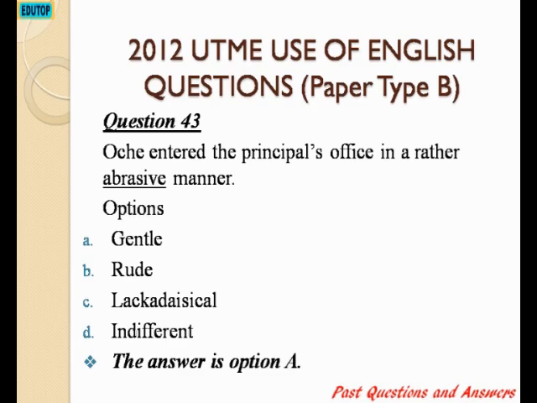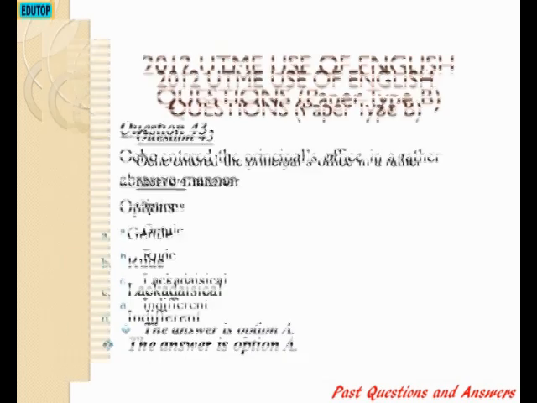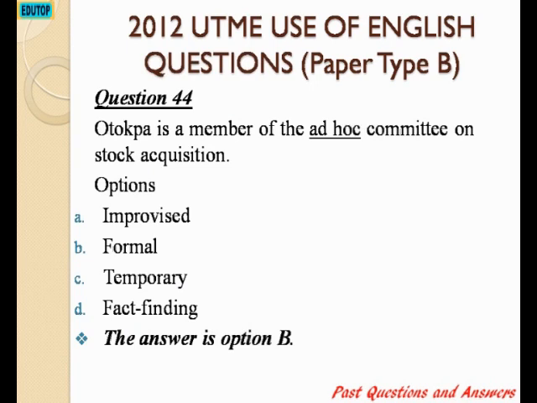So we have option A as a final answer. Question 44. Otopa is a member of the ad hoc committee on stock acquisition. Ad hoc means formed or used for a special purpose. It could also mean done or made without planning because of an immediate need. So, to the options: A. Improvised, B. Formal, C. Temporary, and D.